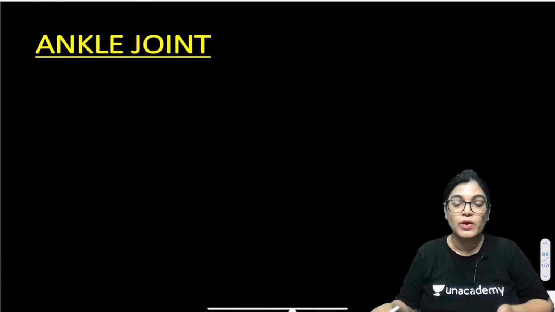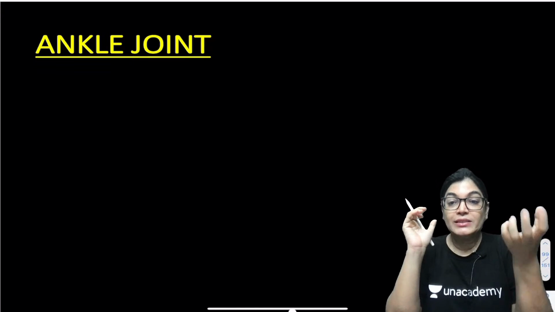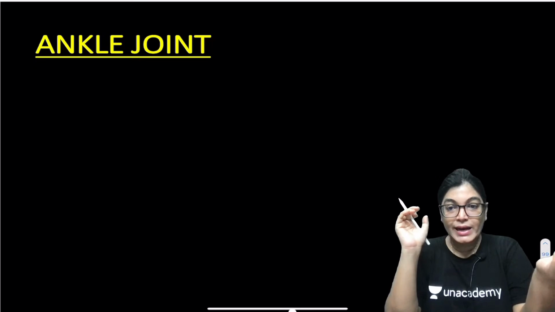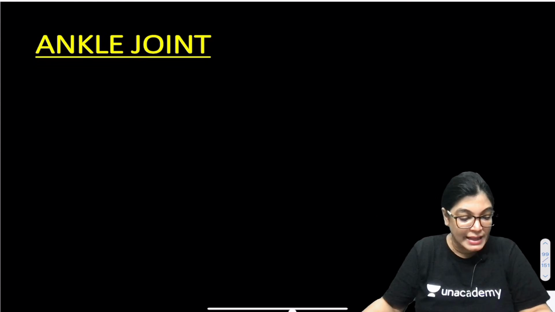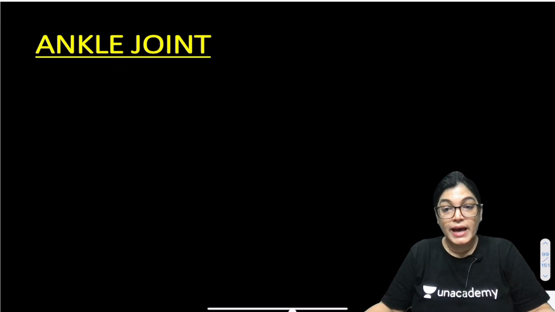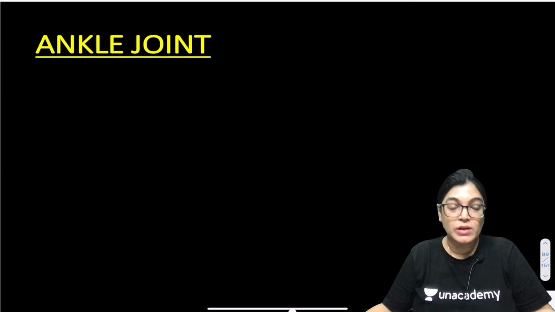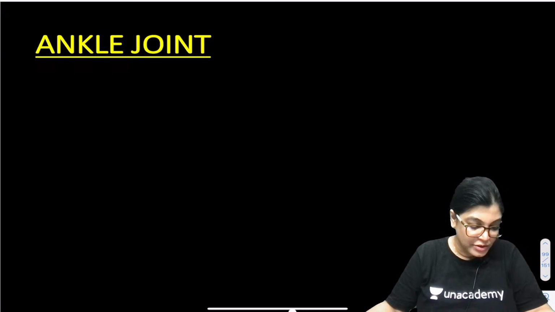Why is it a very stable joint? The reason is that the lower ends of the tibia and the fibula are connected by a ligament, the inferior transverse tibiofibular ligament, and these structures together are called what? The tibiofibular mortise.